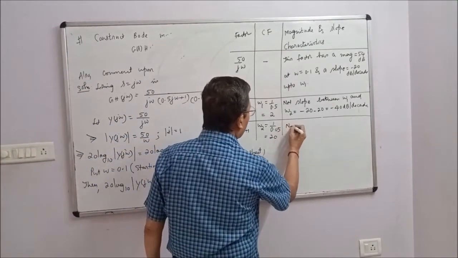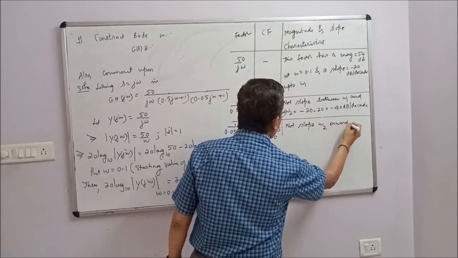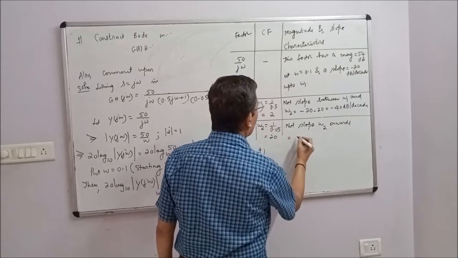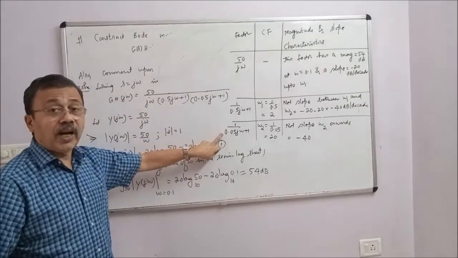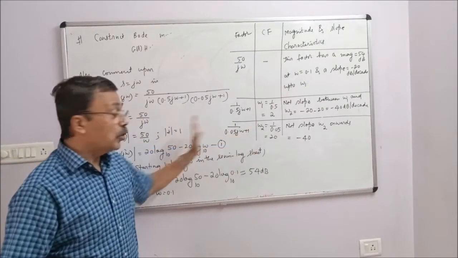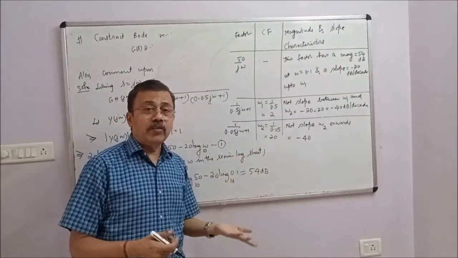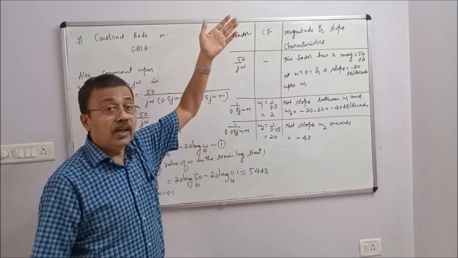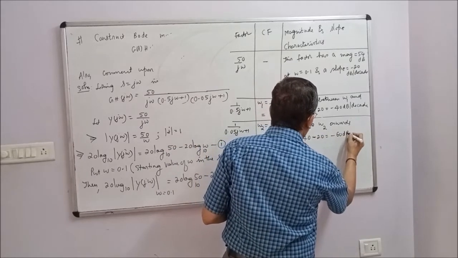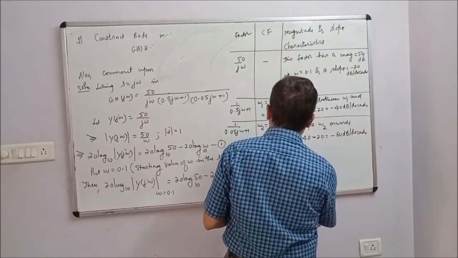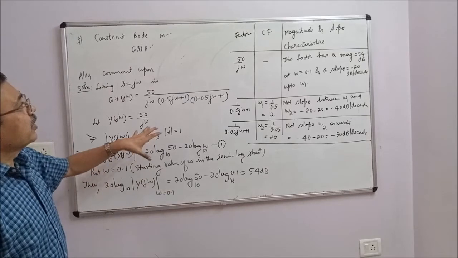Next I will write net slope omega 2 onwards. What is the earlier slope? Earlier slope is minus 40. This is a simple pole, therefore it will add a slope of minus 20 at omega 2 and beyond. Beyond means till the next corner frequency. The next corner frequency is not known, therefore it will continue till infinity. Minus 40 minus 20 is equal to minus 60 decibels per decade. So I have prepared the magnitude.